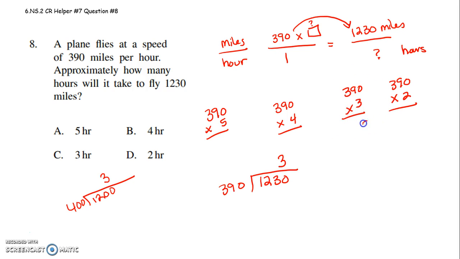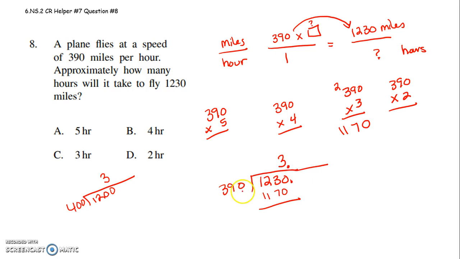3 times 0 is 0. 3 times 9 is 27. Put down a 7. Carry a 2. 3 times 3 is 9, 10, 11. That gets me to 1170. Wonder how close to 4 hours it'll be.